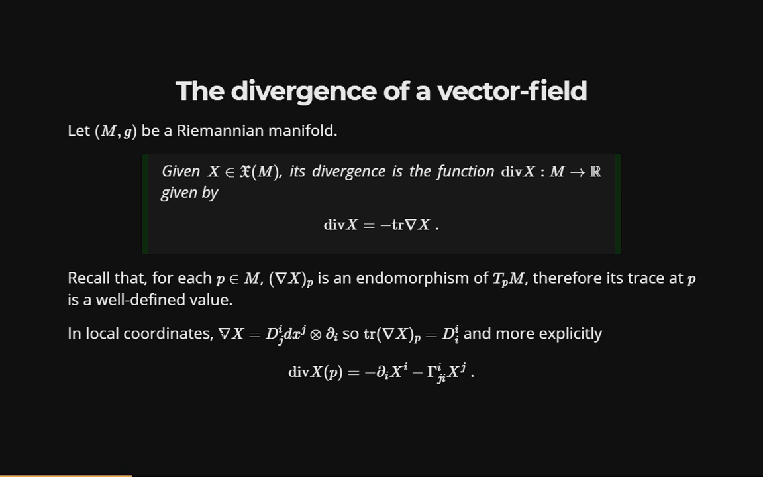In local coordinates, if we write this as D^i_j dx^j tensor partial_i, so this is the common basis for the endomorphisms, one upper index and one lower index, the trace at p is D^i_i. So the sum of the terms on the diagonal, the trace. More explicitly, we substitute the expression for the covariant derivative, so it's the ith derivative of the ith component minus Gamma^i_{ji} X^j.